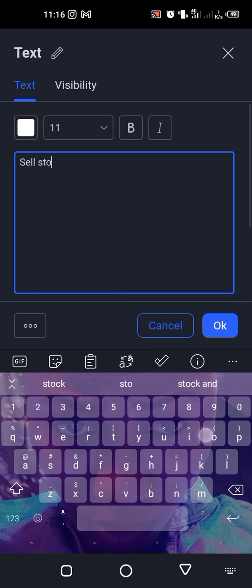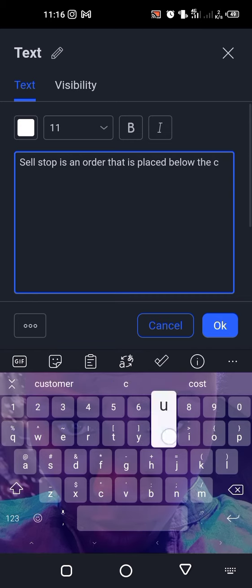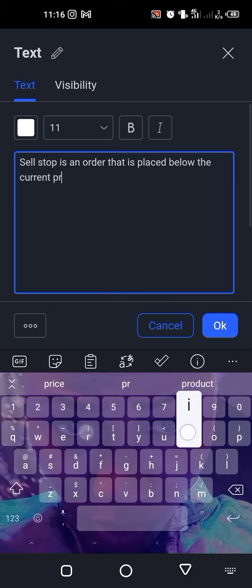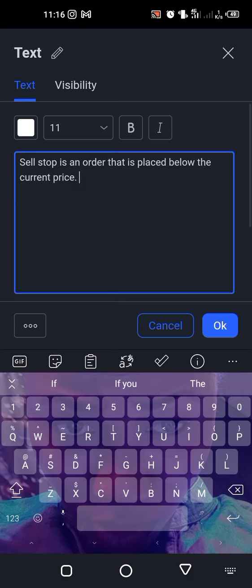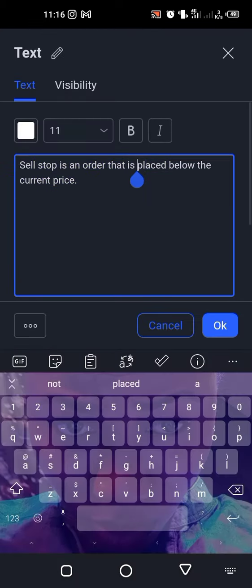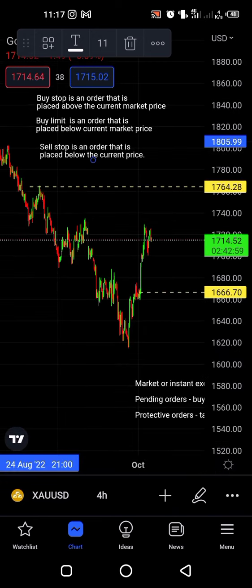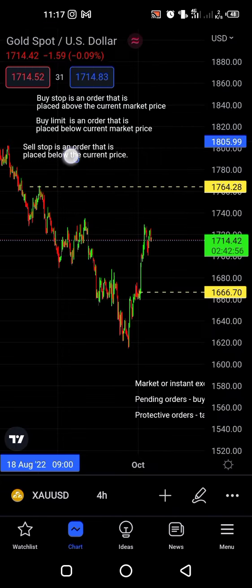The sell stop is an order that is placed below the current price. So one thing you have to know about these orders.